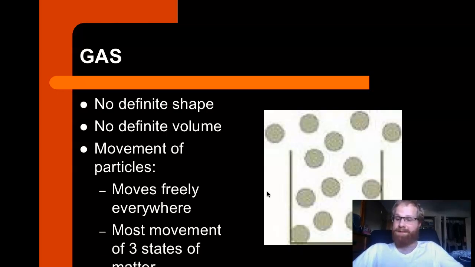The other big difference is that a gas has its particles moving much, much, much faster than liquids or solids. In fact, it is moving faster than pretty much just about any form of matter with the exception of plasma. Plasma is something like a candle's flame or a lightning bolt. But a lot of people consider plasma to simply just be a really hot gas because its shape and volume are also the same as gases.